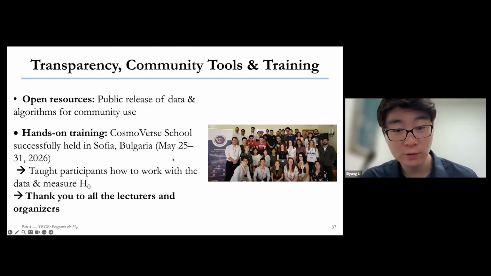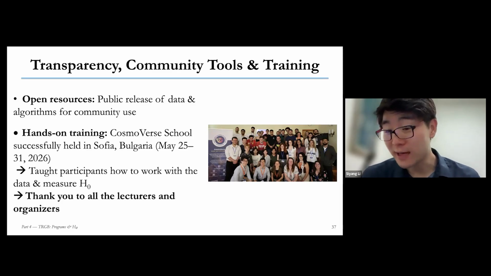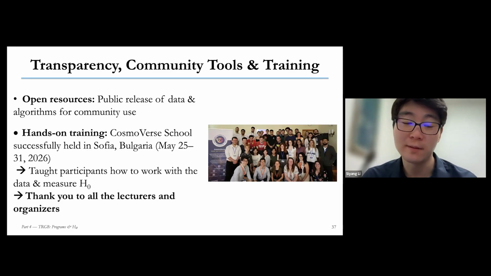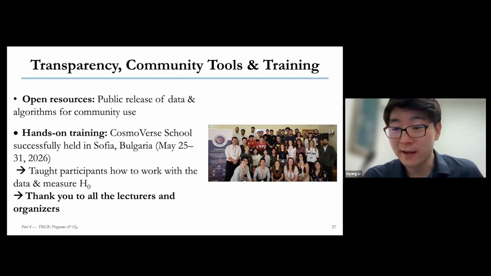We actually held a Cosmoverse school in Bulgaria recently, at the end of May. That went, I would say, pretty successfully. Participants were taught how to work with the data, the photometry, how to apply these measurement algorithms to measure the TRGB using the Sobel filter approach that I described before, and also how to apply type Ia supernova measurements to measure the Hubble constant. Essentially, we gave the participants all the tools they need to measure the Hubble constant using this publicly available set of data and algorithms.